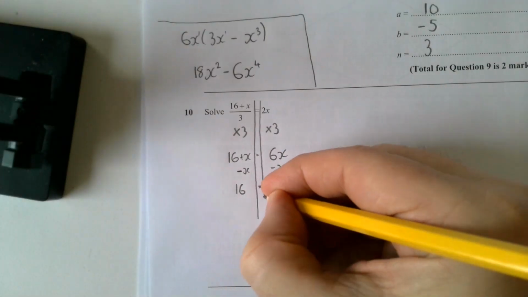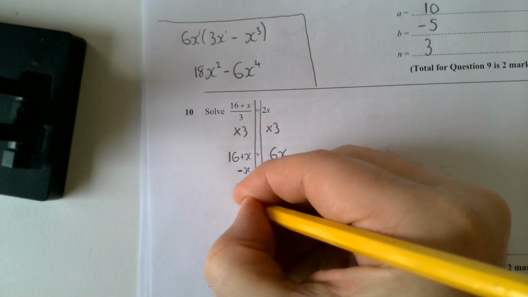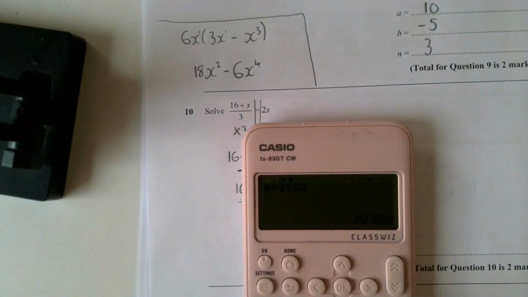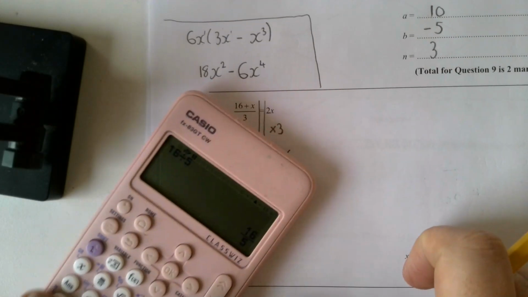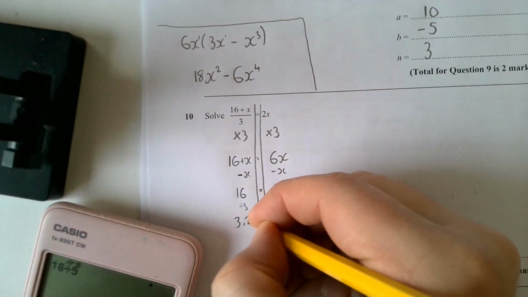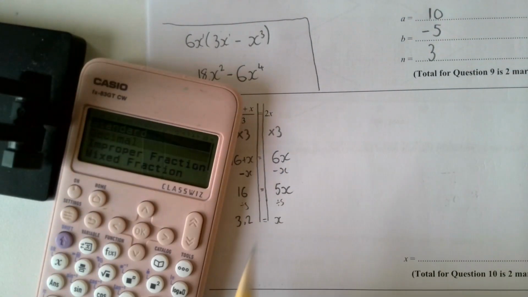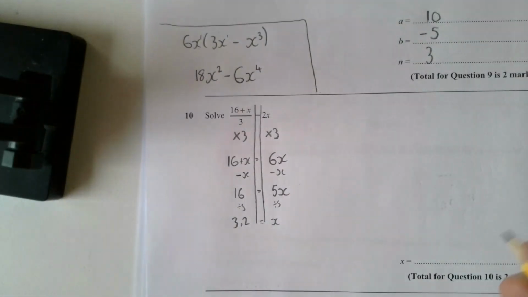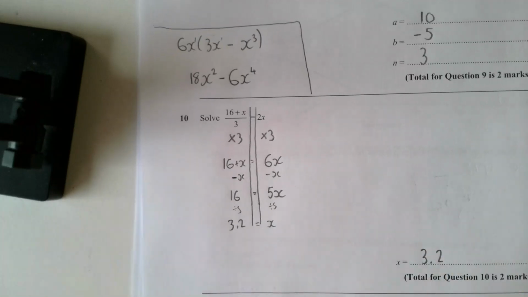How do I get rid of multiplied by 5? I'm going to divide both sides by 5. So I've got x equals, and I'm worried I'll get that wrong if I do it in my head, so I'm going to type it into my calculator. 16 divided by 5 gives me 3.2. Just change that to a decimal. Perfect. So x equals 3.2.